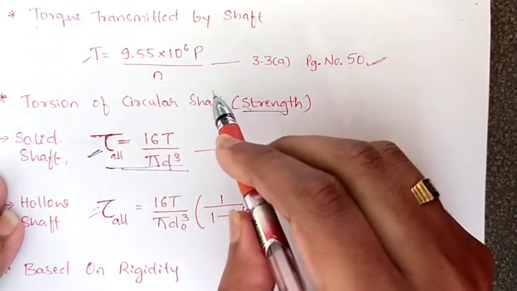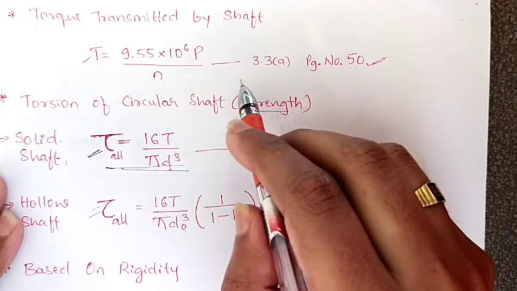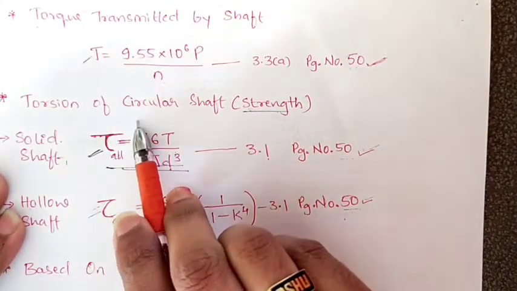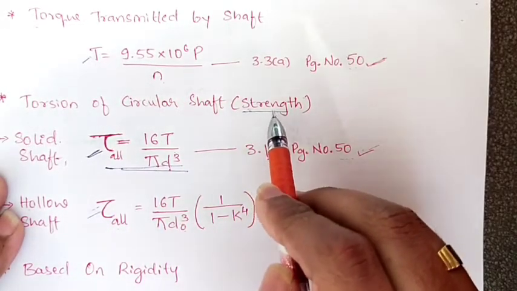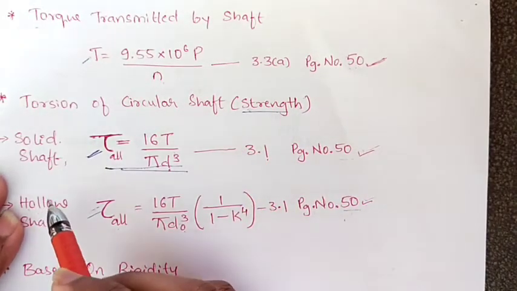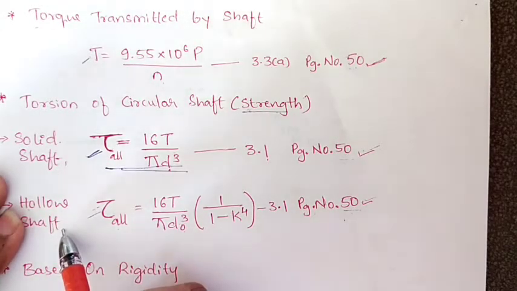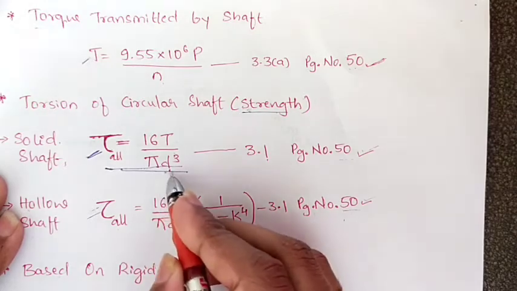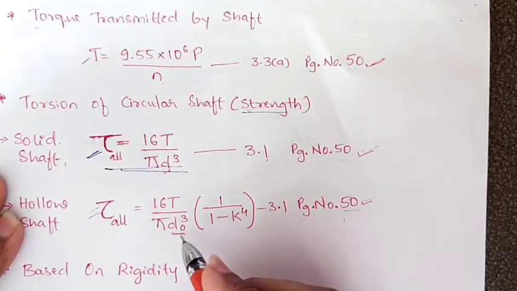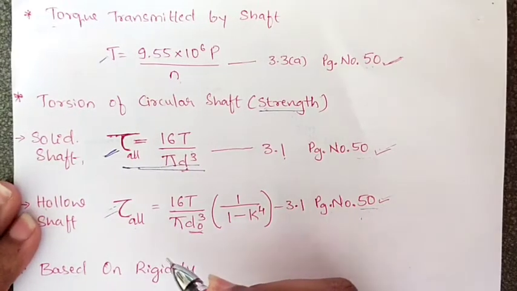First we are finding the torque transmitted by the shaft, which is equal to 9.55 into 10 raised to 6 P divided by N. Then, using that torque, we are using torsion of circular shaft based on strength. So we are solving all the problems on a strength basis. There are two categories in that: one is finding the solid shaft and the other is finding the hollow shaft. So how to find the diameter of a solid shaft, and how to find the diameter of a hollow shaft, that is, the outside diameter and inside diameter of a hollow shaft. We will just go on seeing.